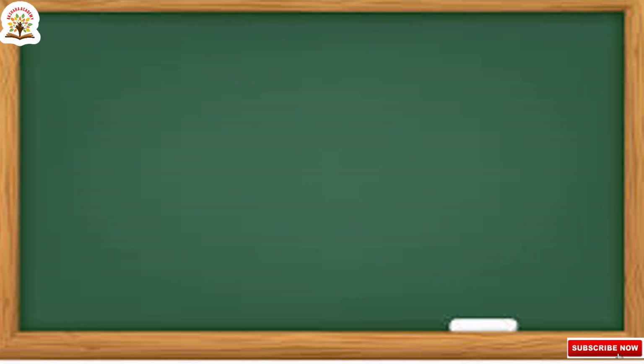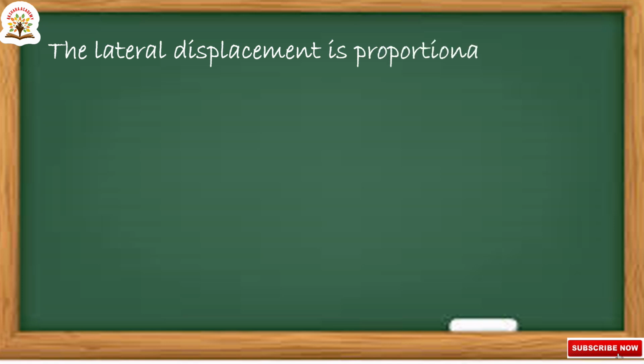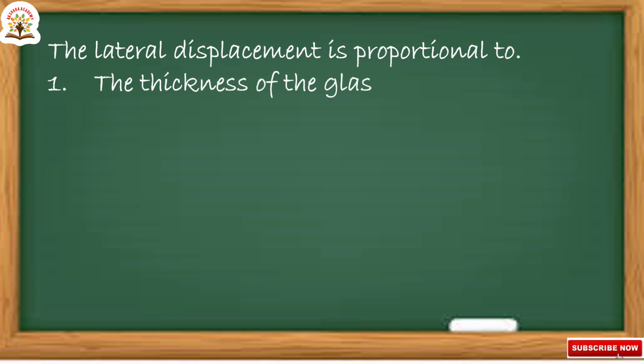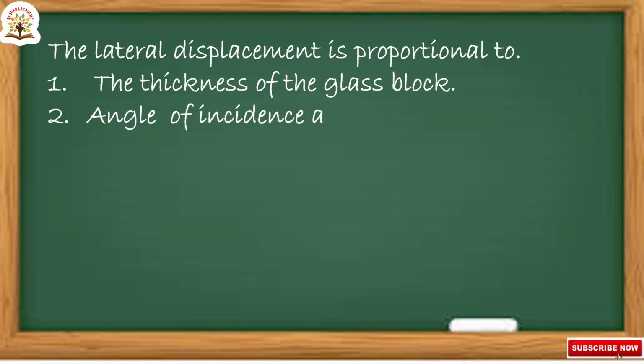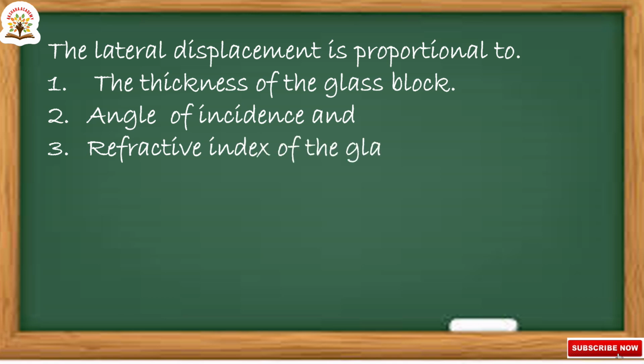So next, now we are concluding the lateral displacement is proportional to, first, the thickness of the glass block, the angle of incidence, and the refractive index of glass. So this lateral displacement is directly proportional to the thickness of the glass block, the angle of incidence, and the refractive index of the glass. Okay, next.